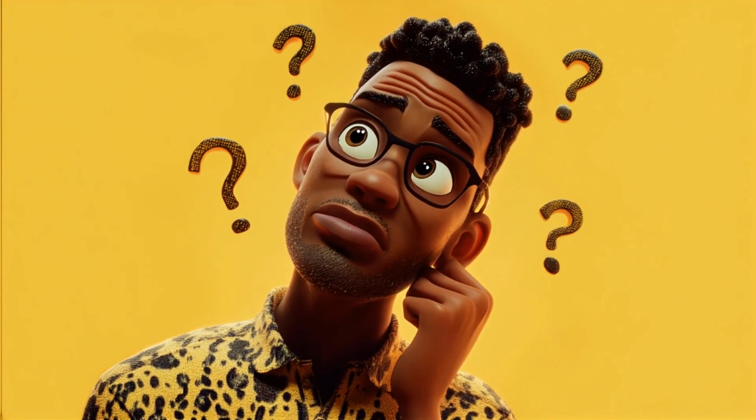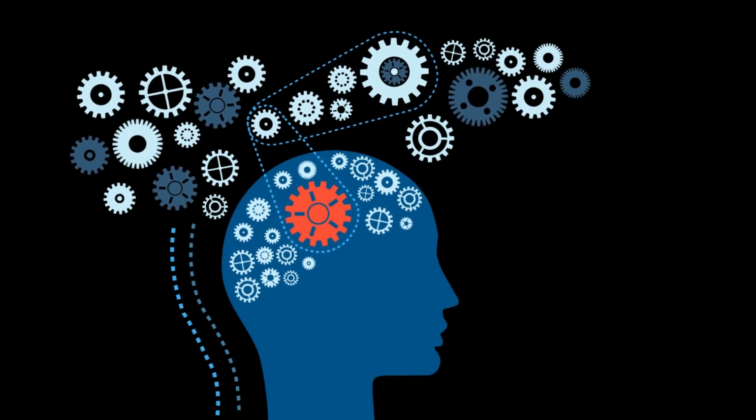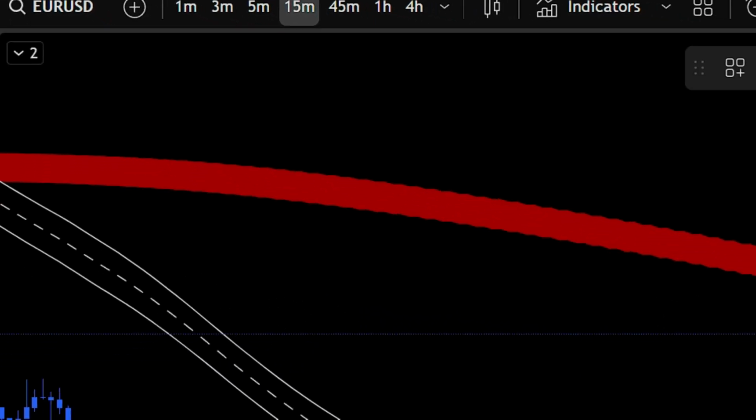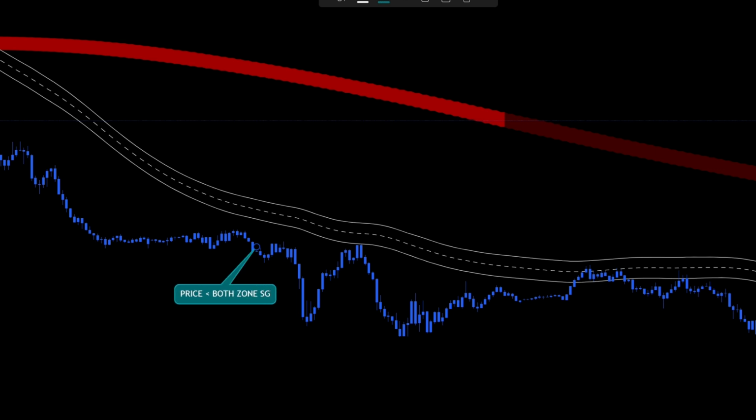So how could these two potentially work together? Let's walk through a thought process. Take a look at this example on the 15-minute EUR/USD chart. The very first thing I see is that the Market Bias ribbon is red. That immediately tells me that for this approach, my mindset is sell only. I'm not even thinking about buying.